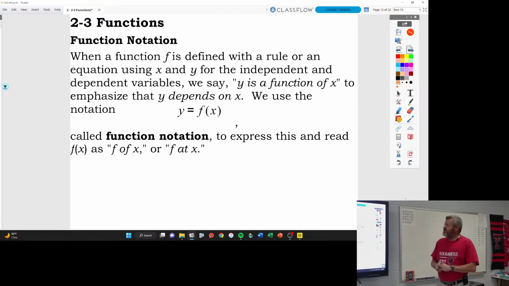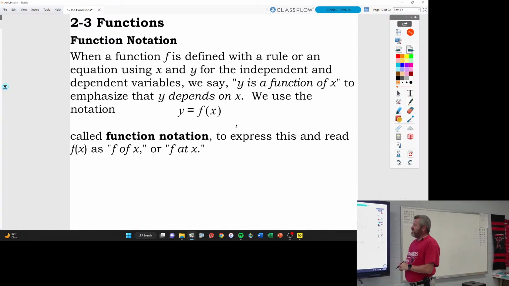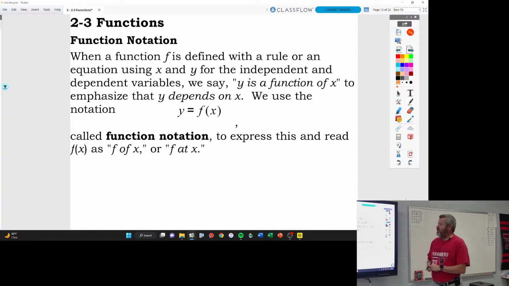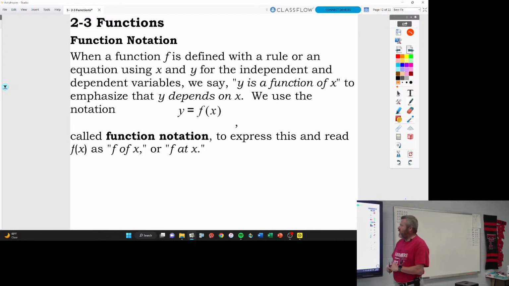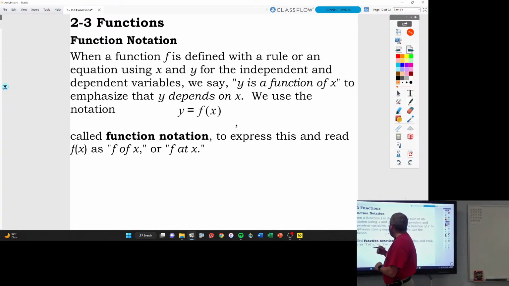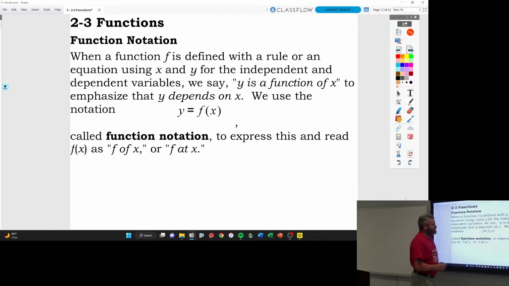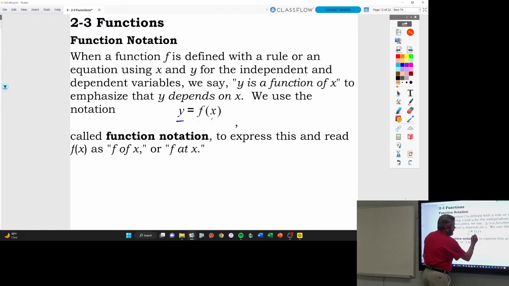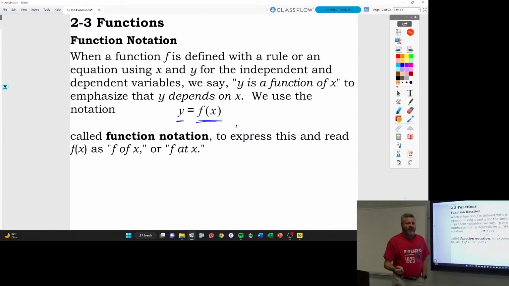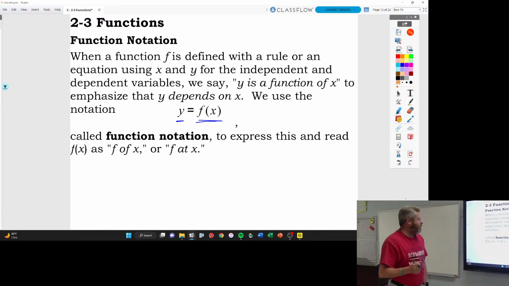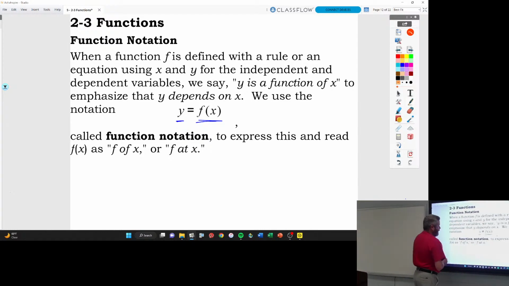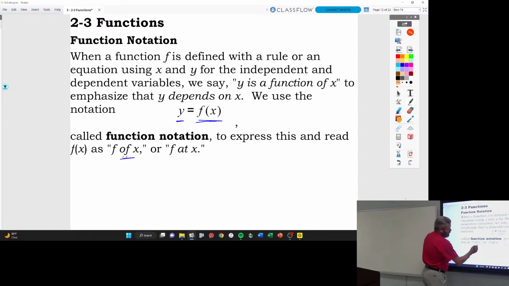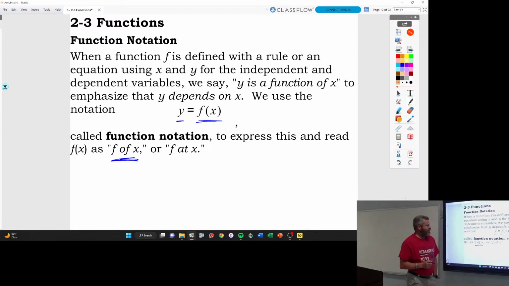When a function f is defined with a rule or an equation using x and y for the independent and dependent variables, we say y is a function of x. To emphasize that y depends on x, we use the notation y equals f of x. So y and f of x are the exact same thing, and they can be interchanged for one another. That's called function notation. To express this and read f of x, you can read that as f of x or f at x. Most of the time, I'm probably going to say f of x.